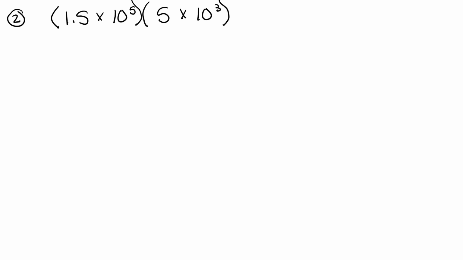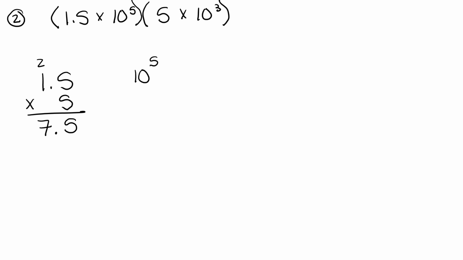For number 2, we're going to have the number 1.5 times 10 to the 5th, and we're going to multiply it by 5 times 10 to the 3rd. So we start with our numbers, 1.5 times 5. 5 times 5 is 25. Put down the 5, carry the 2. 5 times 1 is 5, plus 2 is 7, and put in your decimal point for an answer of 7.5.